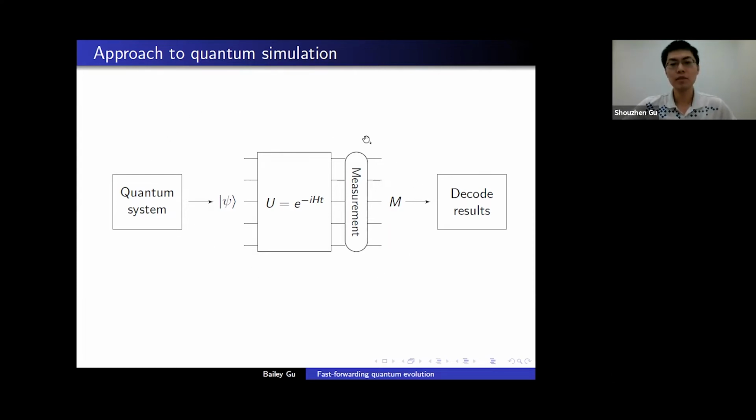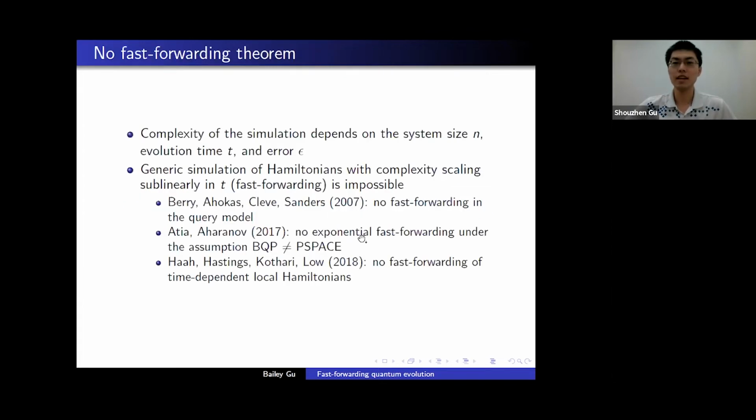Now, for a simulation like this, we're interested in how the complexity of the simulation scales with different parameters of the system. For example, we would want to see how it scales with the system size, n, the evolution time, t, and how accurate we want the simulation to be, so the error epsilon. And for this talk, I want to focus in particular on the scaling with the evolution time t.